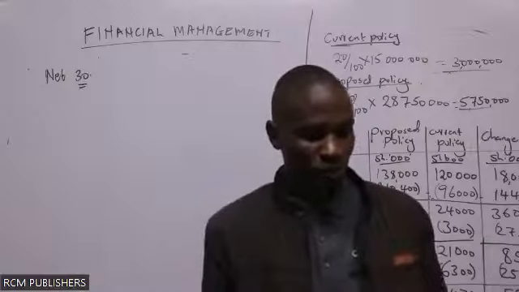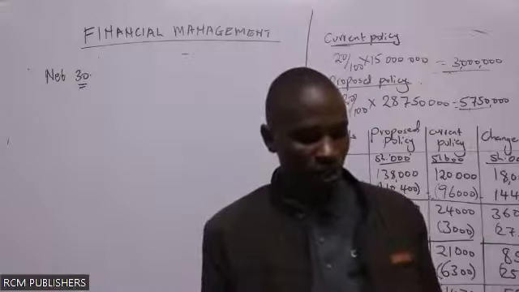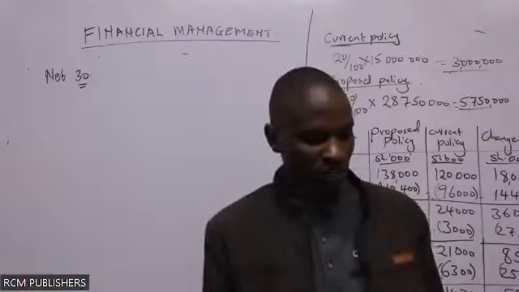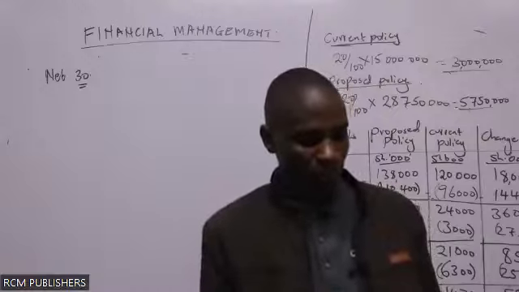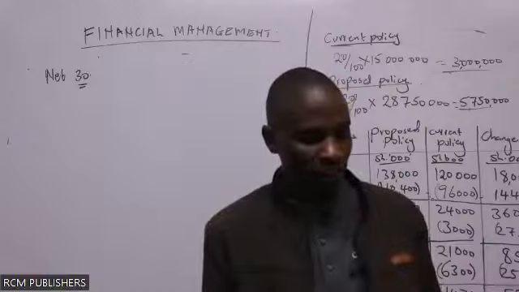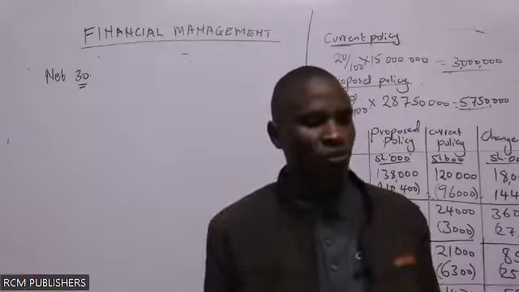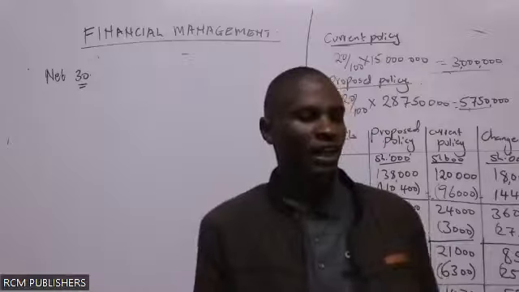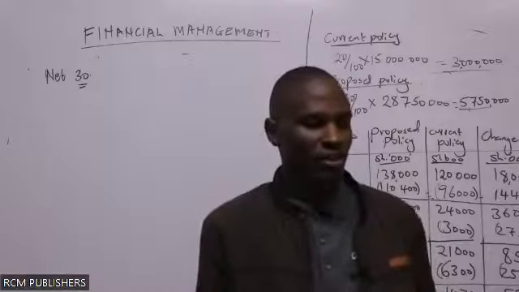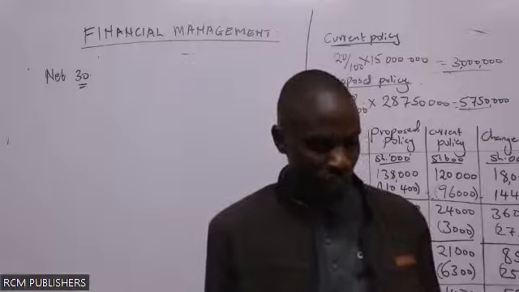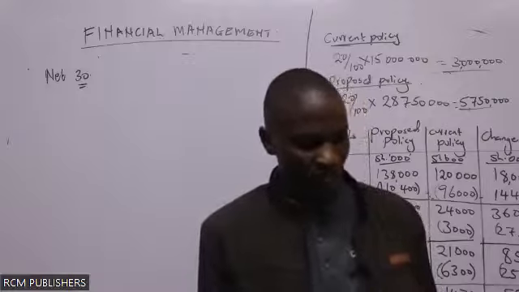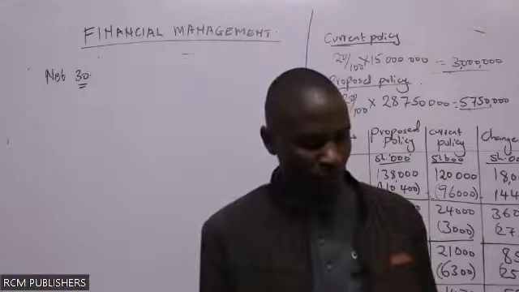The management of Google Limited intends to change the company's credit policy from net 30. Good. At least now we have this. See, net 30 to 3/10, net 60. Now you should be having that information, 3/10. That means there is a discount rate given here. If this change is effected, annual sales are expected to increase by 25%.